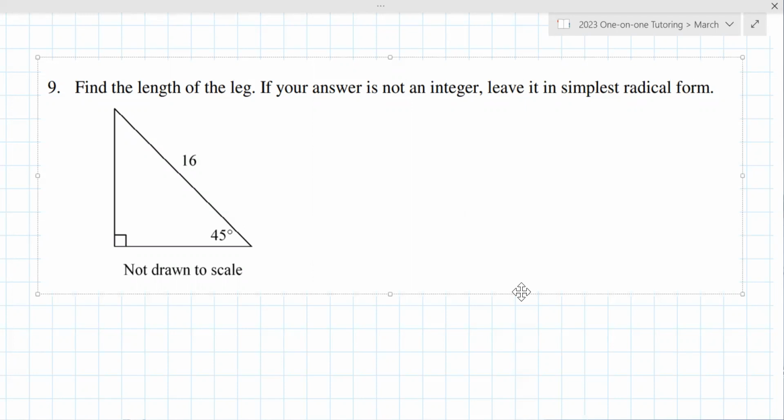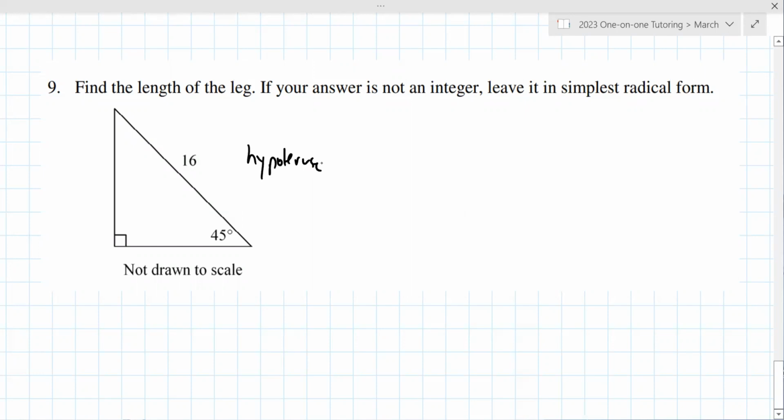I'm back. Okay, so are they giving you the hypotenuse or the leg in this problem? The hypotenuse, yes. Great. Okay, so this time the legs are the same.